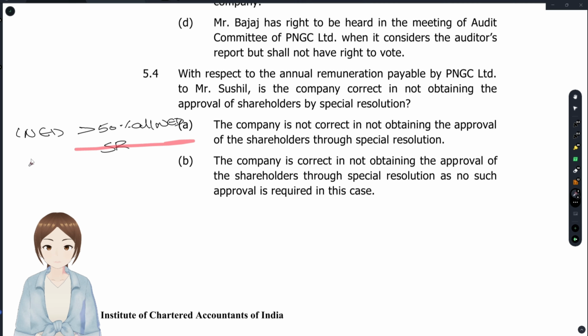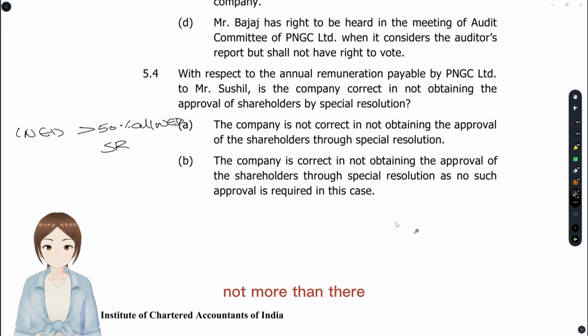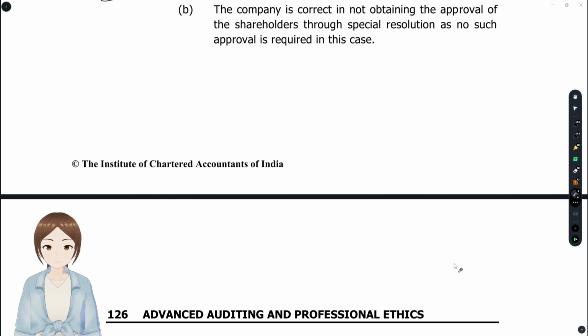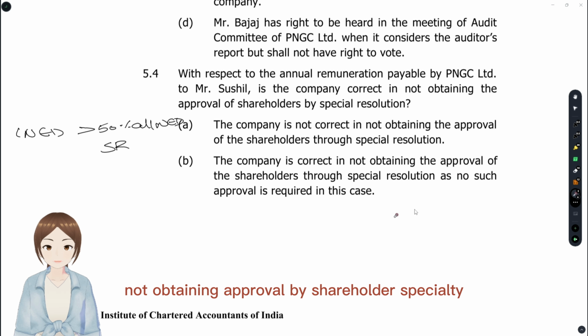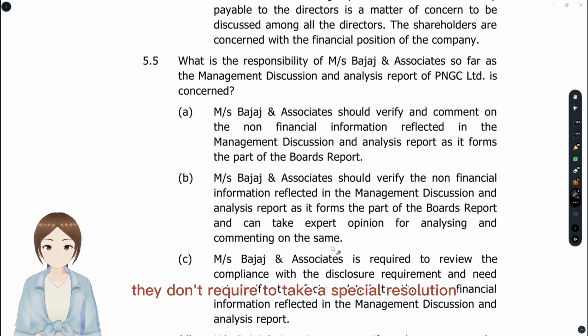That is the stage at which they have to obtain a special resolution, not at more than that, so the special resolution is not required here. The company is correct in not obtaining approval from shareholders, as no such approval is required in this case. Option B is the most appropriate answer. They don't need to take a special resolution.